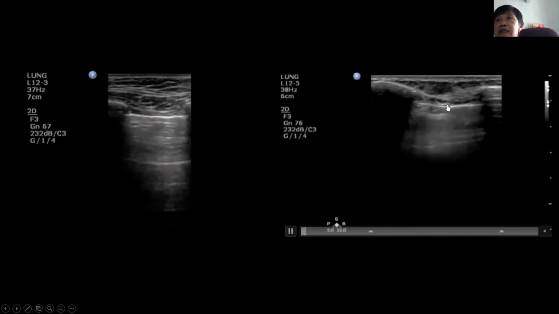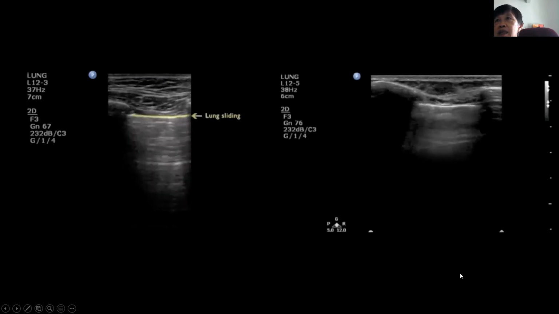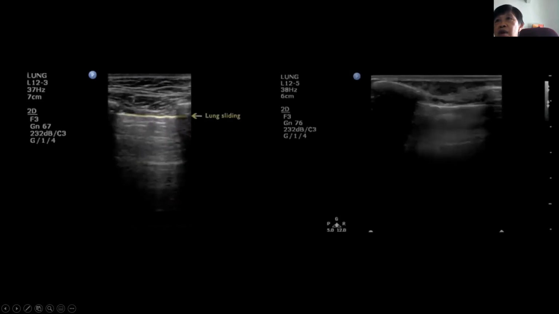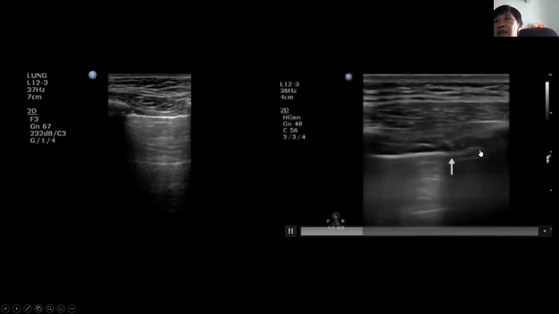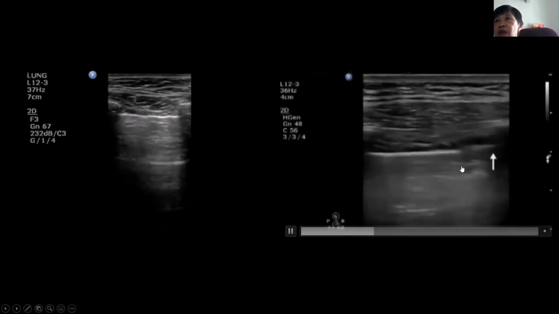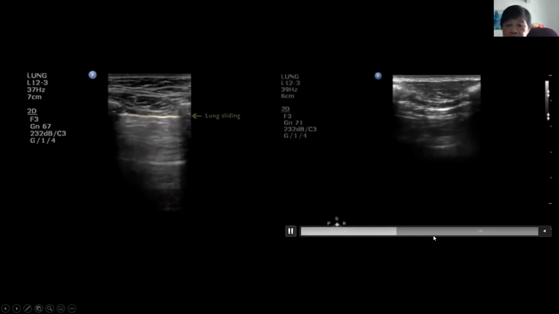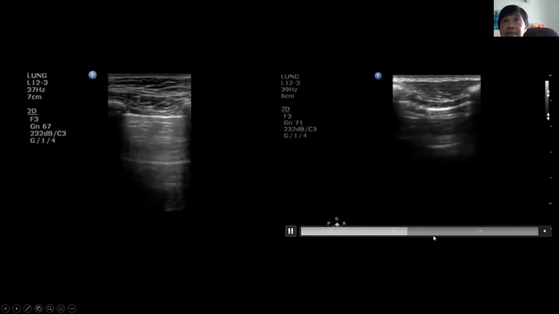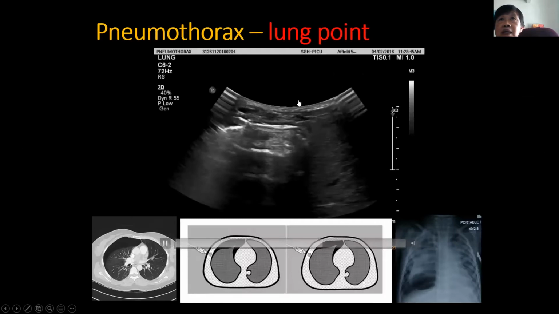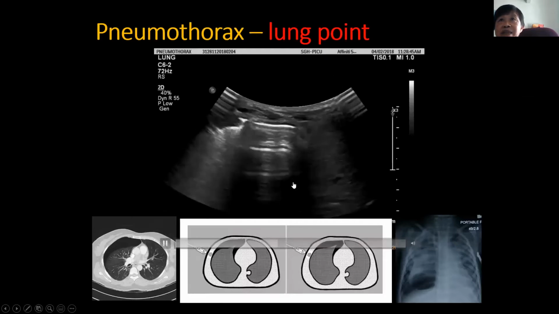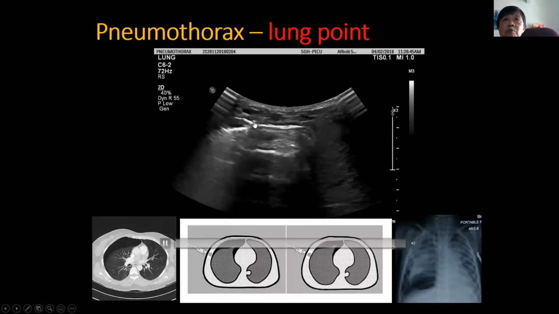So this is lung sliding. You can see the pleural line is sliding, and this part is not moving. And you can continue on. So this is sliding, and this is hardly moving. So we have the lung point, which is the intersection between the lung that is sliding and the lung that is not sliding. What is the importance of this lung point? It is specific for pneumothorax. You can see here the lung point is here.